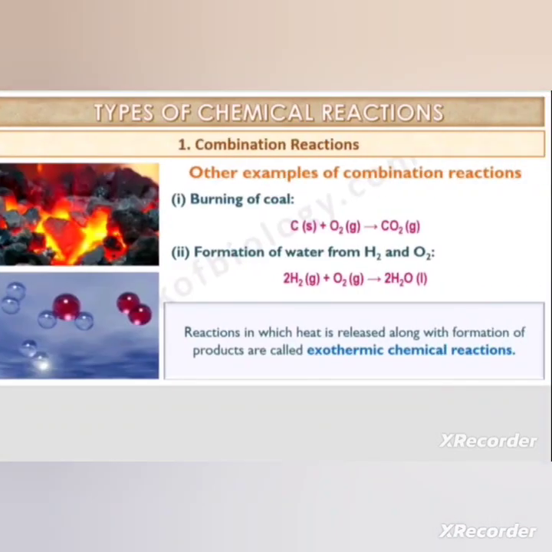Next, another example of a combination reaction is the burning of coal. Coal is basically the element carbon. So when carbon reacts with oxygen, it forms carbon dioxide gas. So there is a combination reaction here, when two reactants combine, a third product, a new product, is formed. That's why this reaction is called a combination reaction.